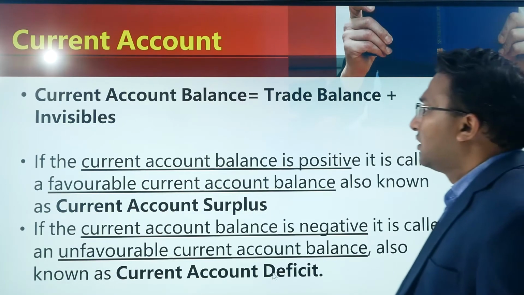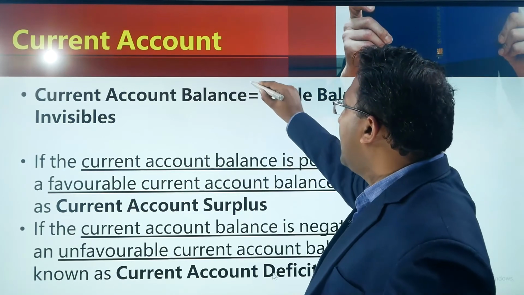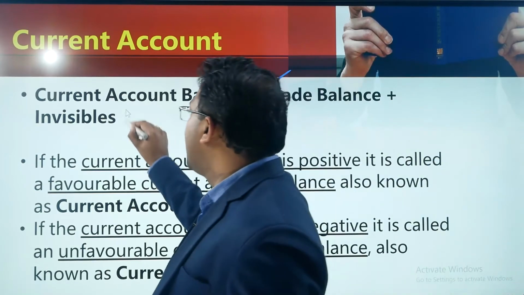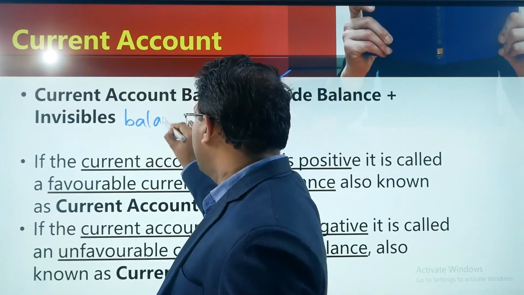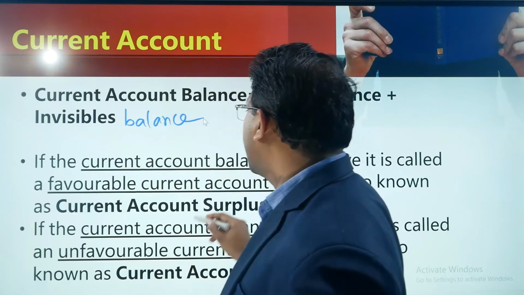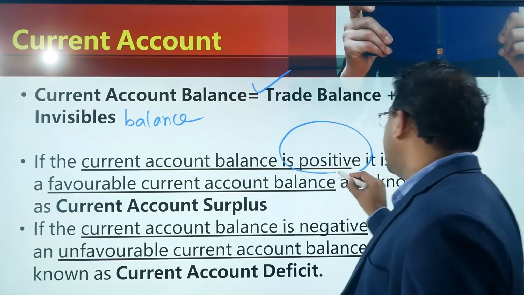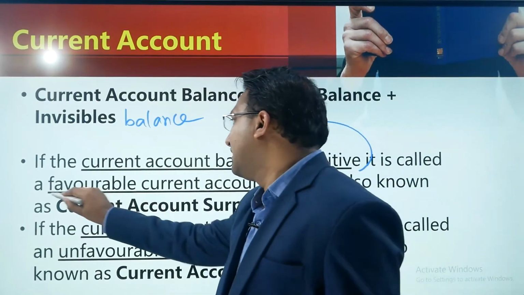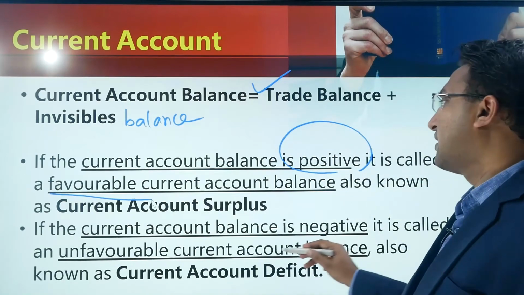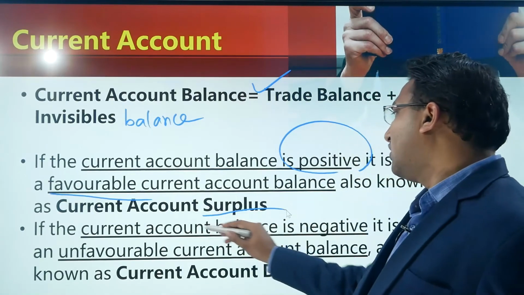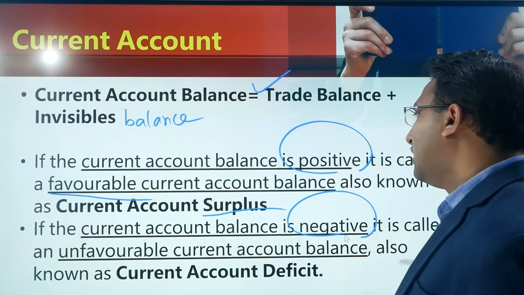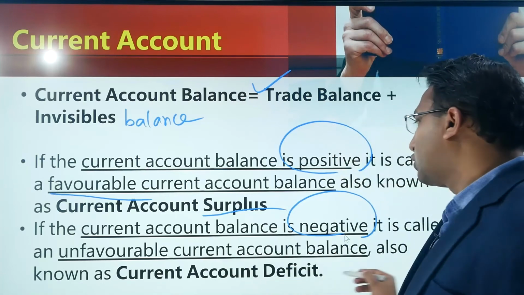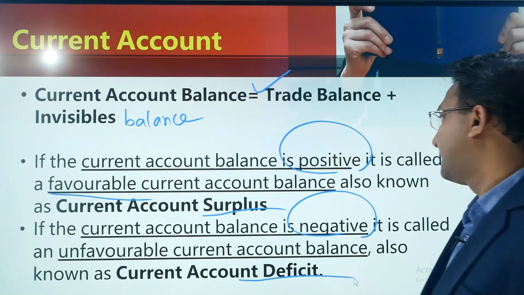Now, current account. Current account balance is equal to trade balance plus invisibles balance. If the current account balance is positive, it is called favorable current account balance, also known as current account surplus. If the current account balance is negative, it is called unfavorable current account balance, also known as current account deficit.